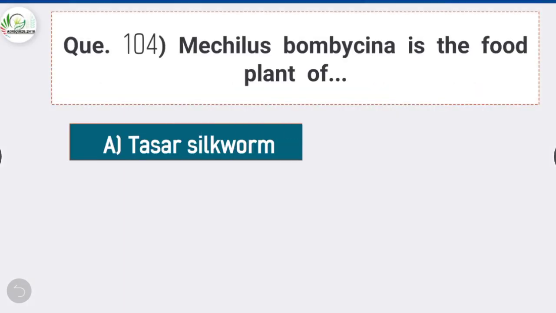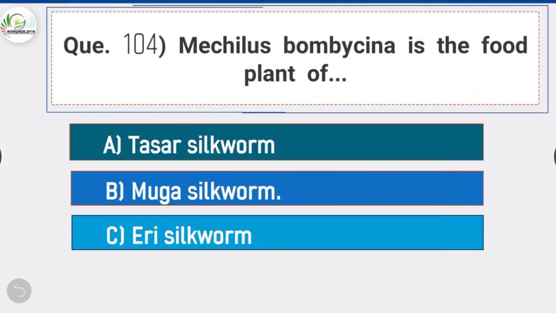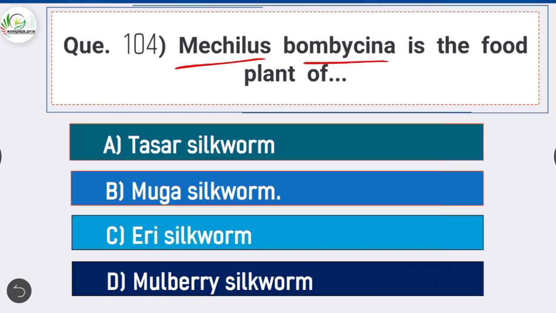Question number 104. Morus bombycina is the food plant of, and the correct answer is option B, Muga silkworm. Morus bombycina is the food plant of Muga silkworm.